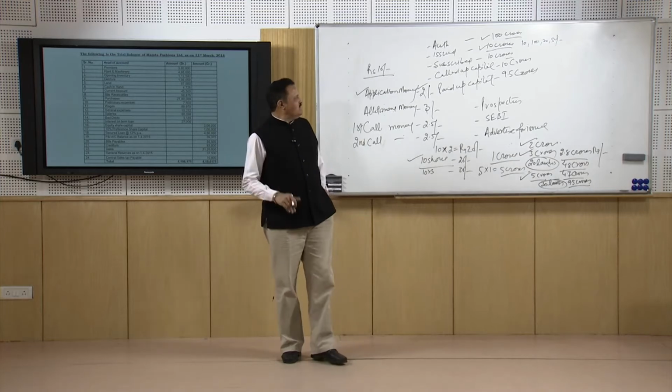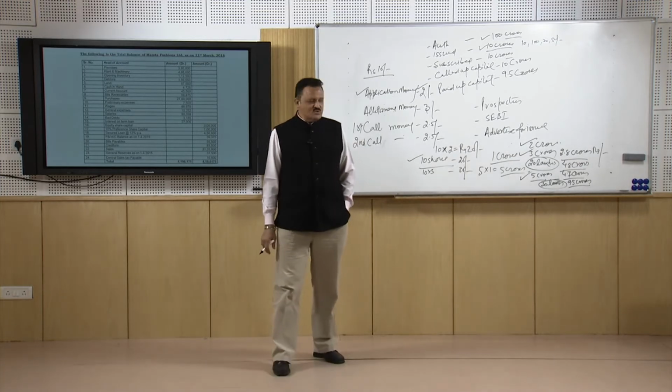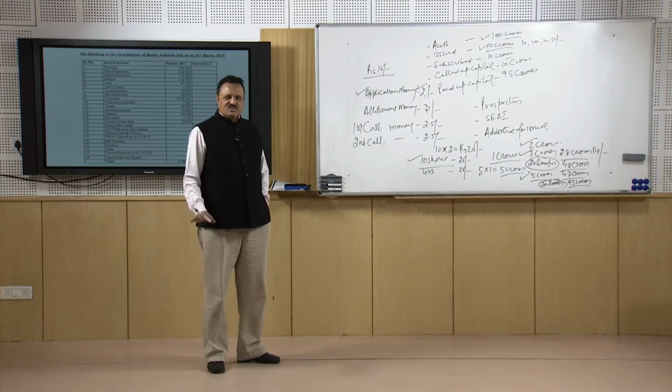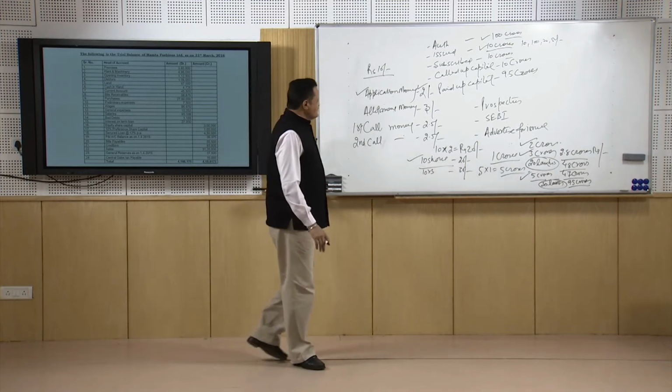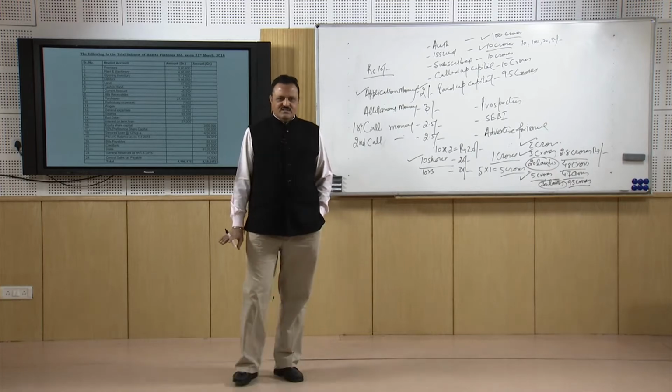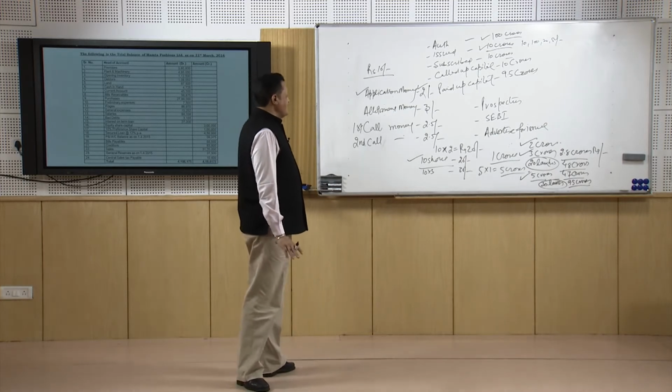Then the issued capital became 10 crores. Then the subscribers applied for the shares, 1 crore shares worth 10 crores at the rate of rupees 10 per share. It means the subscribed capital also became 10 crores.